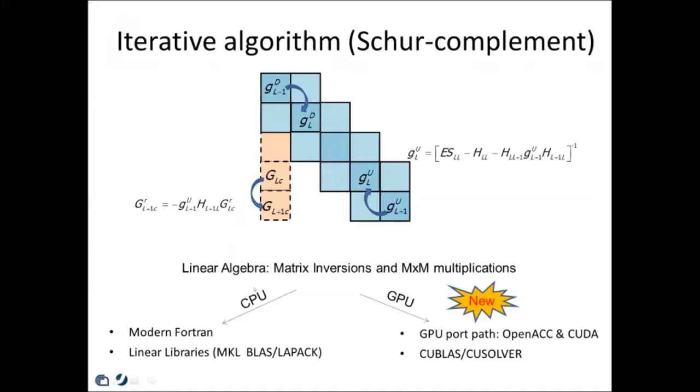On the CPU, we use the standard modern Fortran implementation to handle the complex data structure, and we relied all the time on the MKL, basically the Intel MKL library, because it's quite performant for the BLAS LAPACK, for this linear algebra stuff. So the new work is to port essentially this linear algebra stuff to GPUs via OpenACC. I will also talk on one slide about CUDA, and we will rely on cuBLAS and cuSolver.